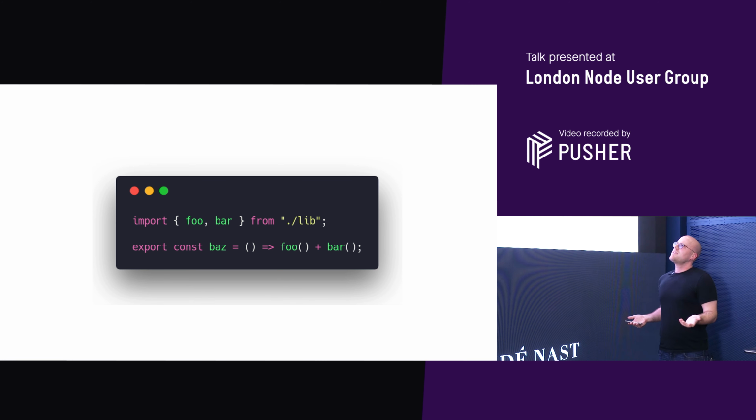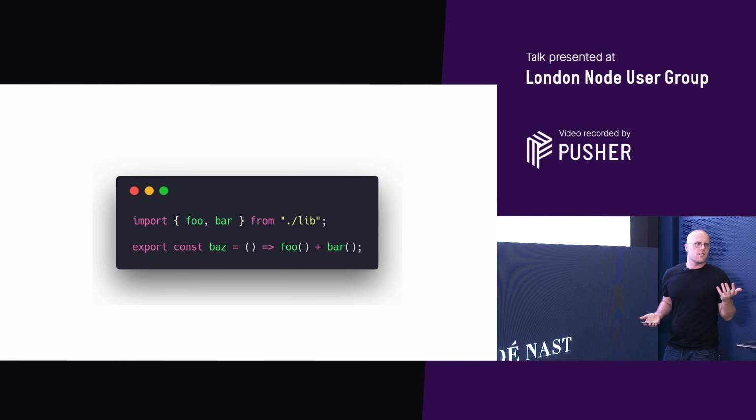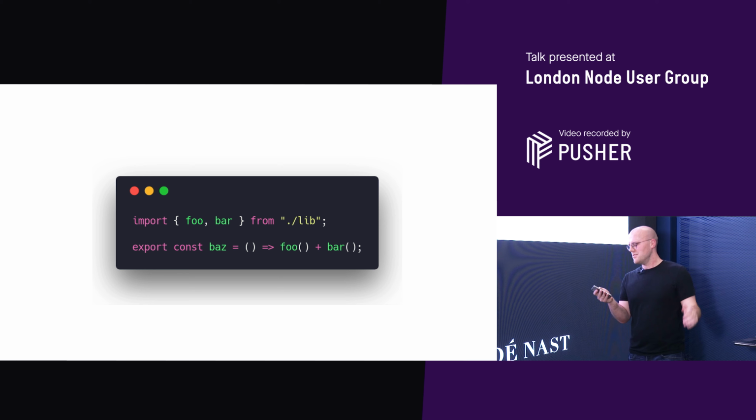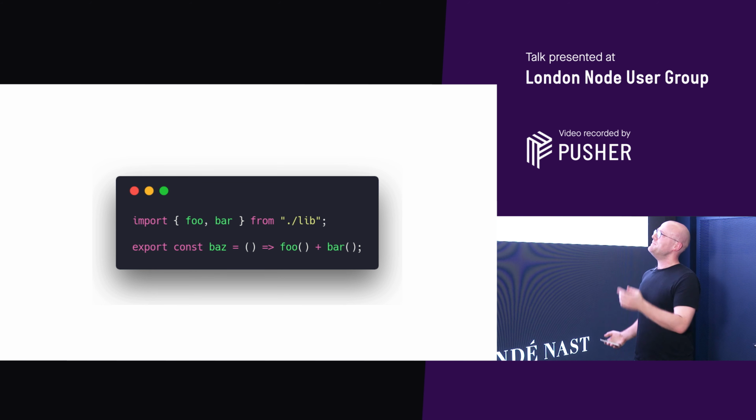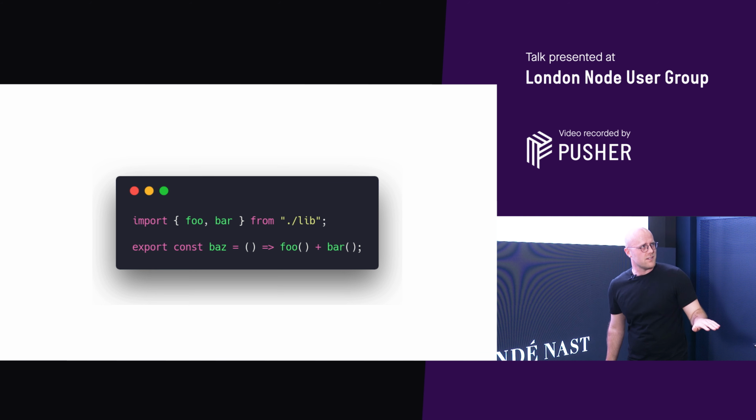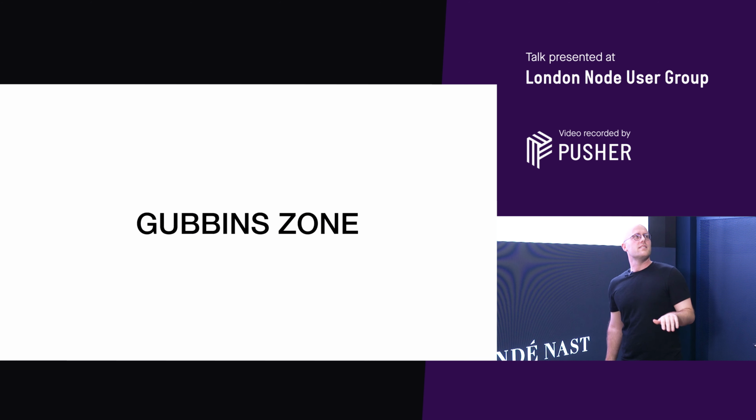But why did Ecma go for this rather than CommonJS? What's the deal? OK, we're in the second half now. I warned you earlier, this is the gubbin zone. It's going to get dry. It's going to get gubbiny. Shallow gubbins.